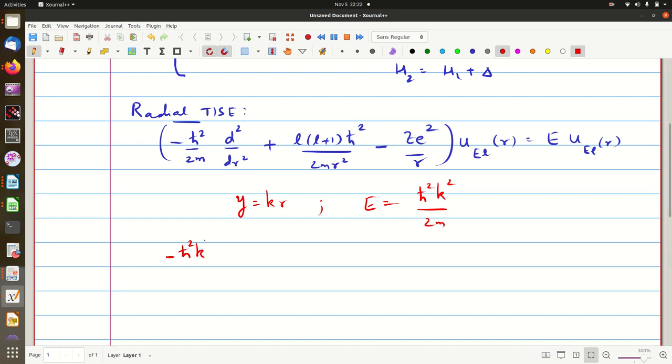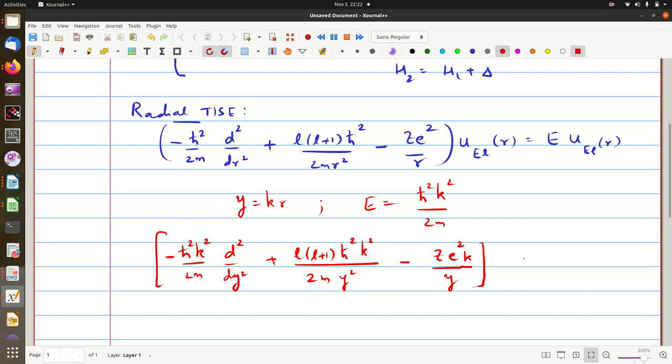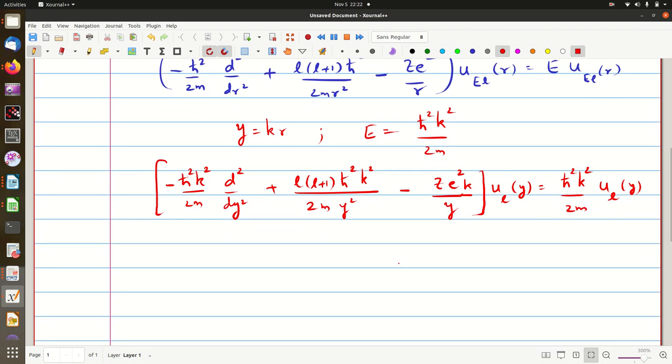So, you will get minus h cross squared k squared by 2m times d squared by dy squared. And here we have l into l plus 1 h cross squared divided by 2m. r is y by k, so r squared is y squared by k squared. So, k squared goes up. Then minus Z e squared by r, where r is again y by k, so k goes up. Now, E we will substitute as h cross squared k squared by 2m times u_l of y. So, E we have taken out of the equation. Now, if we take h cross squared k squared by 2m common, it will get cancelled.